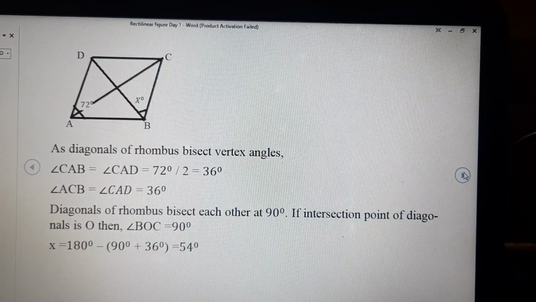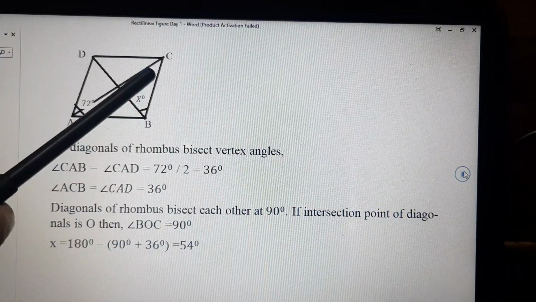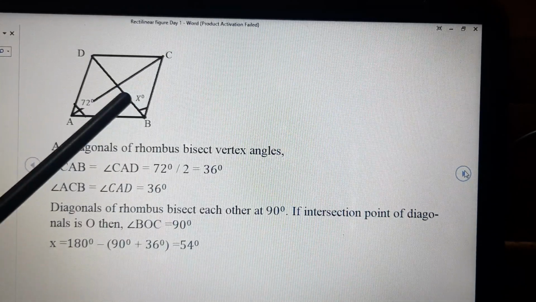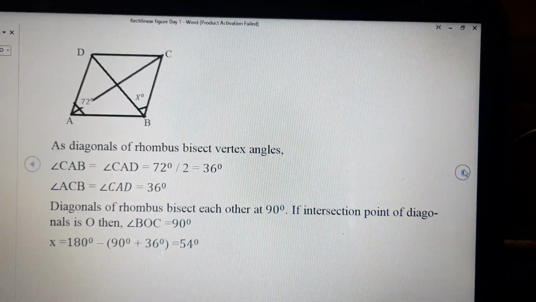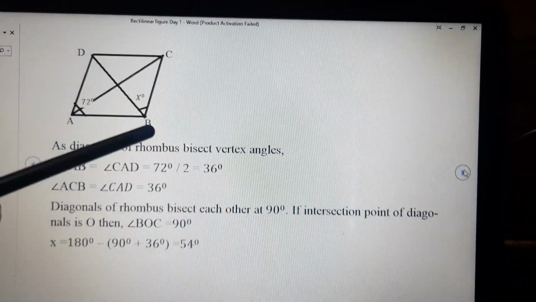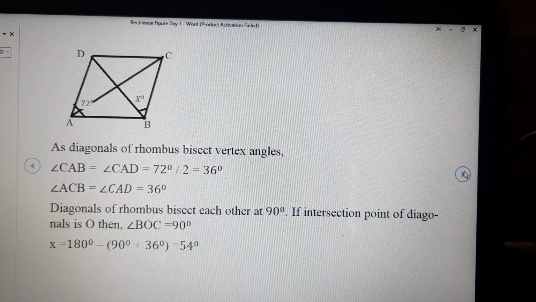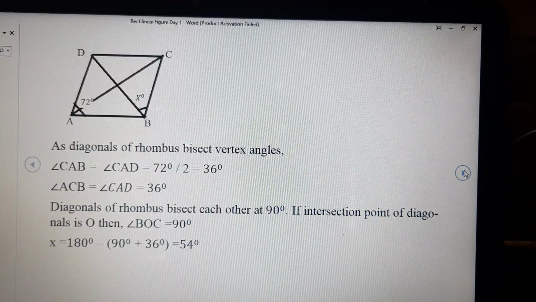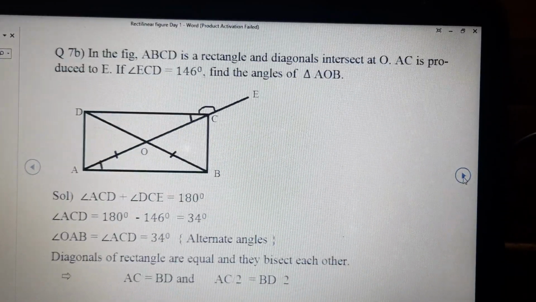Now, as we know, the diagonals of a rhombus bisect each other at 90 degrees. So this angle has become 36, alternate angle. This was 36, this becomes 36, alternate angle. This angle is 90 degrees. Fine. If the intersection point is O, then angle BOC becomes 90 degrees. So in triangle BOC, we have a 90 degree angle, we have 36, we have x, then we can calculate the value of x. 180 minus (90 plus 36), that means 54.